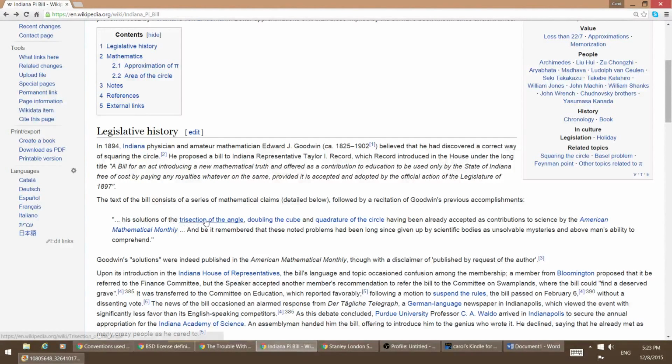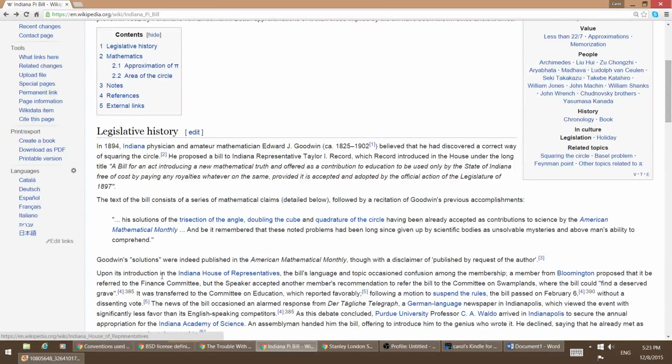His solutions to the trisection of an angle, doubling the cube, and quadrature of the circle. Goodwin's solutions were indeed published in the American Mathematical Monthly, though with a disclaimer of published by request of the author.